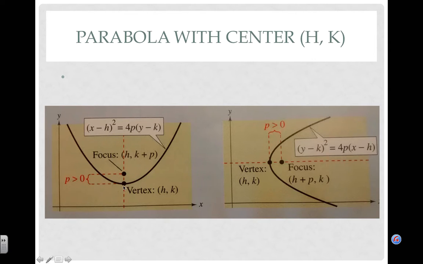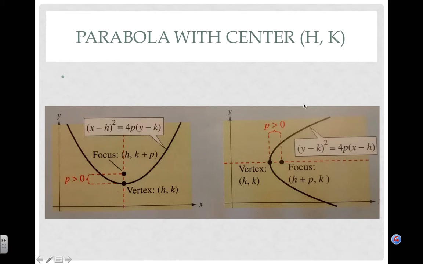In order to move my vertex to a new (h, k), when it opens up or down, the transformation looks like this. It's (x minus h) squared equals 4p, just like we did before, times (y minus k). And then you'll notice the focus point is at the h value, and then k plus or minus p, depending on if it opens up or down. Notice this is when p is bigger than 0. If p is less than 0, then it would open down, and it would be k minus p.